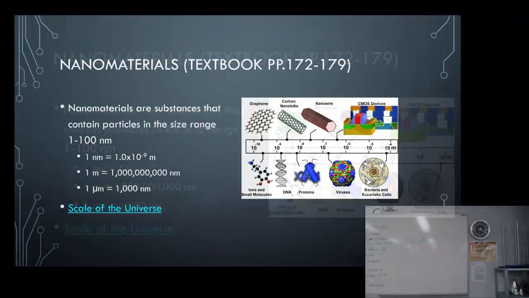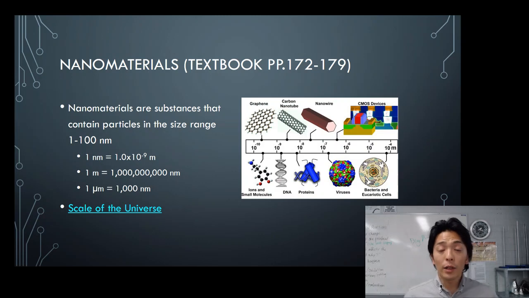As was just mentioned, nanomaterials are the particles which are in size between 1 to 100 nanometers. What do we mean by nano? Nano means 10 to the power negative 9. So 1 nanometer equates to 1 times 10 to the power negative 9 meters. On the other side, in 1 meter there are 1,000,000,000 nanometers, so 9 zeros after 1.